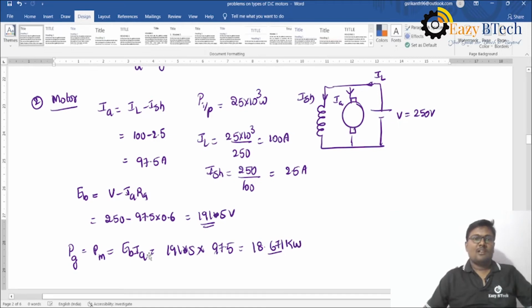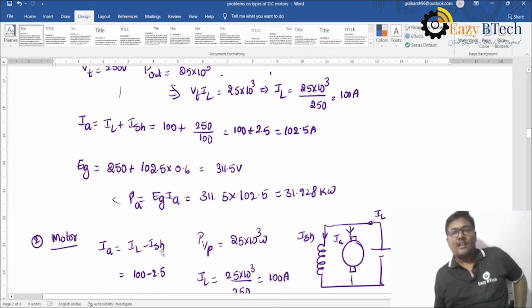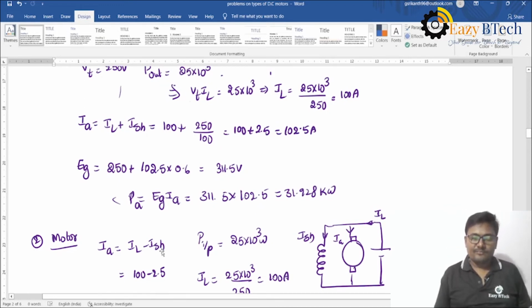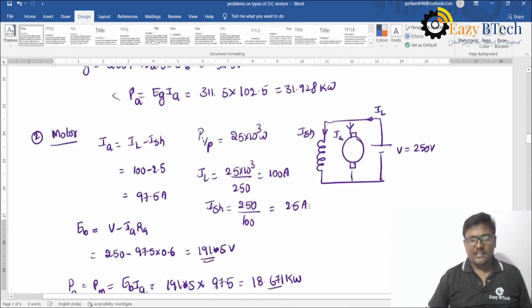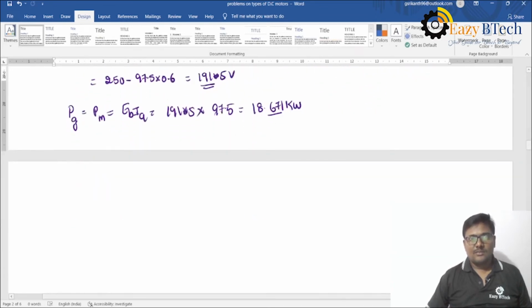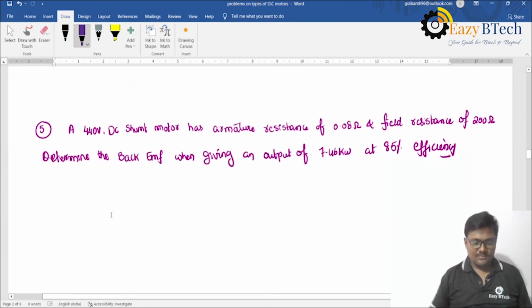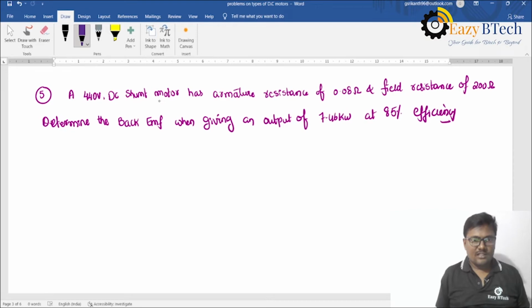kilowatts. Observe that the same problem can be operated as a motor and as a generator. The power developed in the armature for this problem as a generator is 31.928 kilowatts, and if it acts as a motor, the power is 18.671 kilowatts. Okay, and the next problem is a 440 volts DC shunt motor.